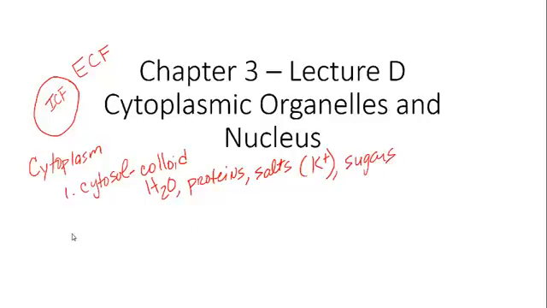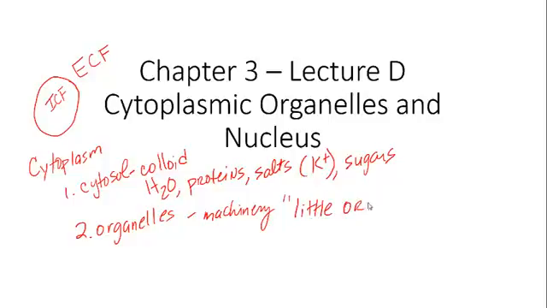The second part of the cytoplasm is going to be the organelles. And the organelles are really the metabolic machinery. So any time that something has to be broken down, that proteins need to be made, that ATP needs to be made, it's going to happen from the organelles. I like to think of the organelles as little organs. They're all going to have specific functions that we'll talk about coming up.